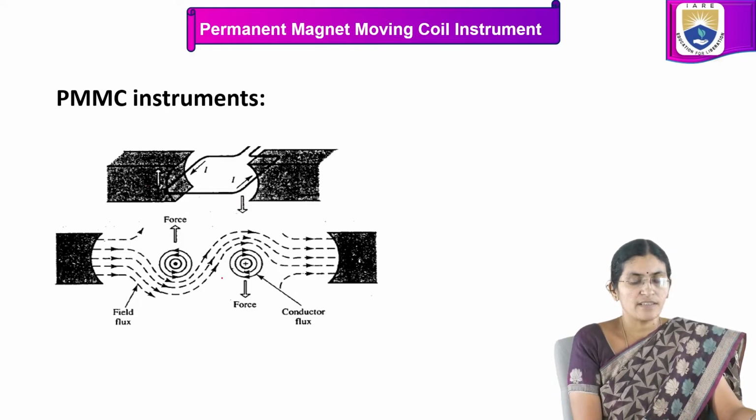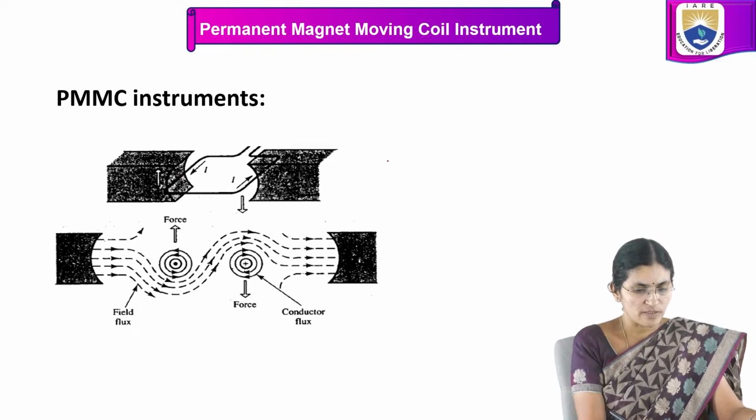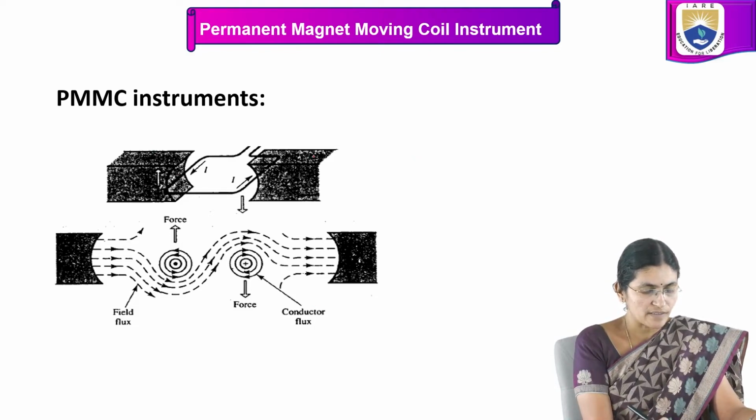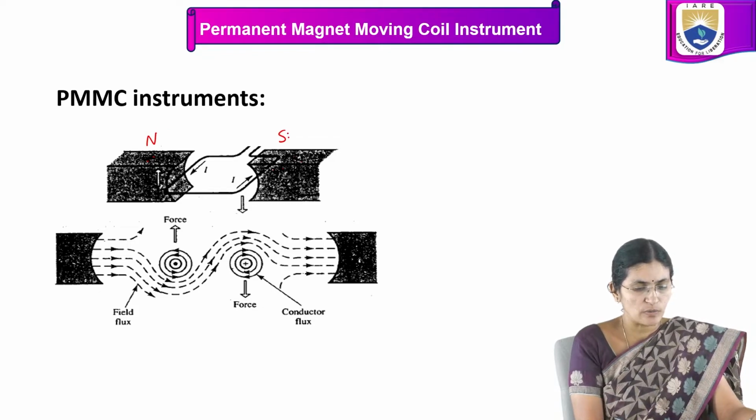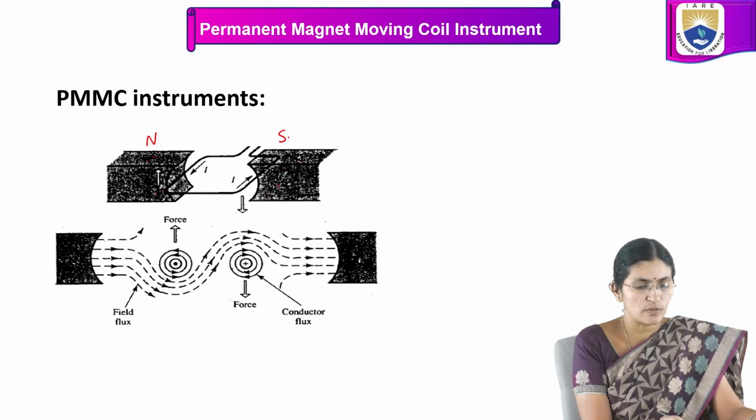So let us understand this diagram and then we will see the working principle of PMMC instruments. So we have two magnets here. We can see that these are the two permanent magnets. Let this be the North Pole and this be the South Pole. Consider a rectangular coil placed in between the two poles, North Pole and South Pole.